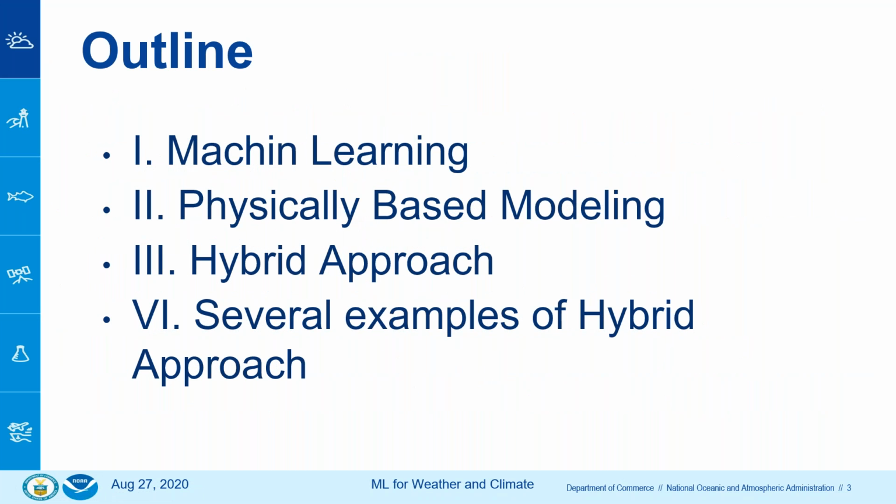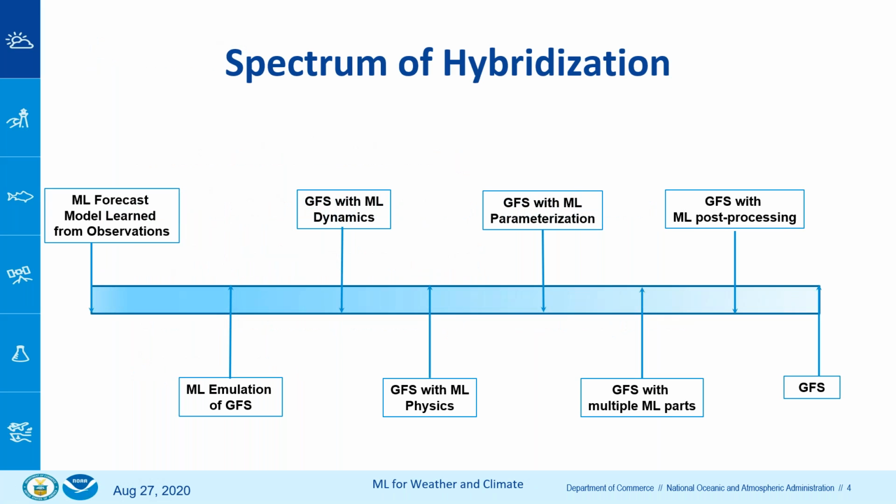I will first talk about the purely machine learning approach based on data only. Then I will talk a little bit about physically based modeling, which is based purely on physical first principles. Then I will introduce different hybrid approaches and show several examples of different types of hybridization in the model. The spectrum of hybrid approaches is very broad. I put here several spectral lines, and there are many more.